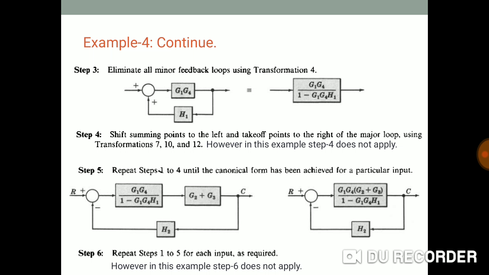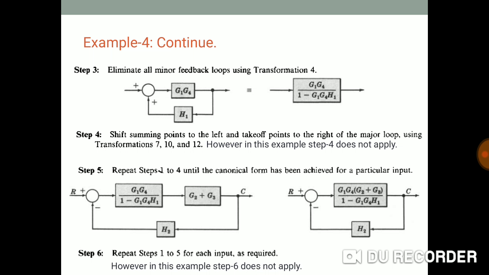Therefore G1 G4 in bracket G2 plus G3 divided by 1 minus G1 into G4 into H1. Always remember, use whatever brackets are required for every block. Here it is, don't forget to put the square bracket or curly bracket for G2 plus G3.